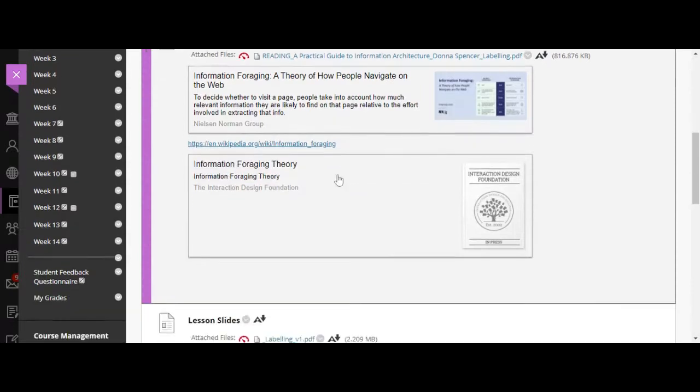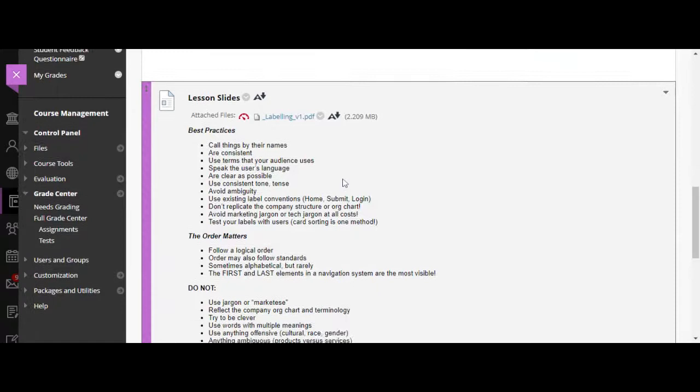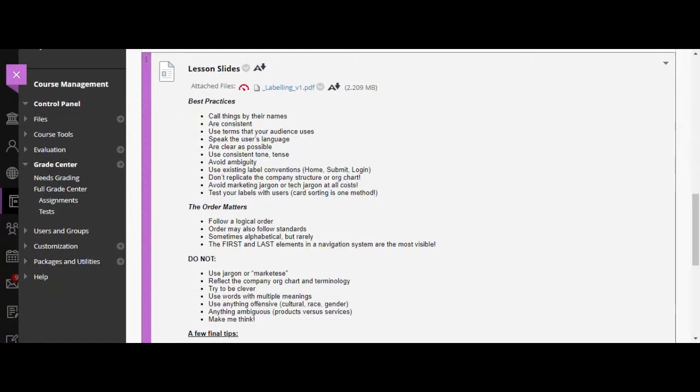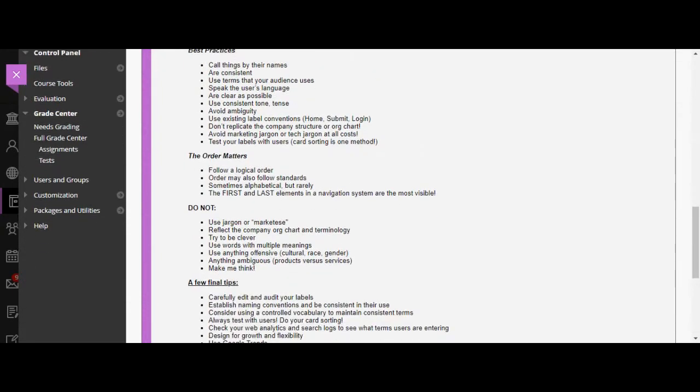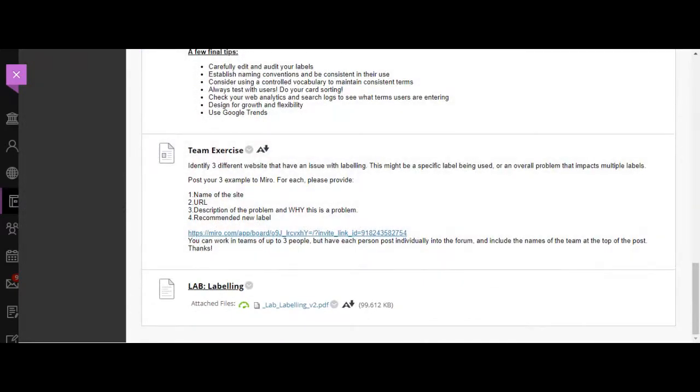So you will find these readings, and then I have the lesson slides. I have also extracted some information from the lesson slides and put it into Blackboard: some of the best practices, the order of the items that you put on your navigation, things not to do when it comes to labeling, and then a few final tips. Then we have the team exercise, and then we have the lab for labeling this week as well.